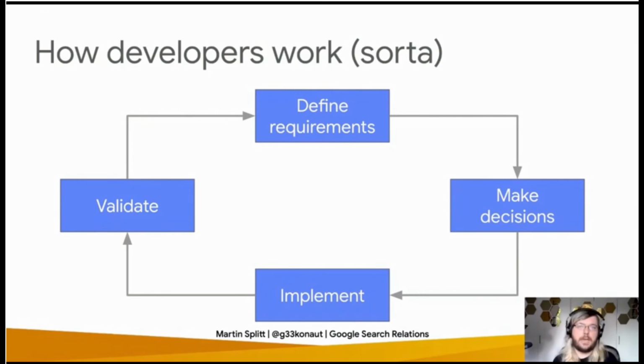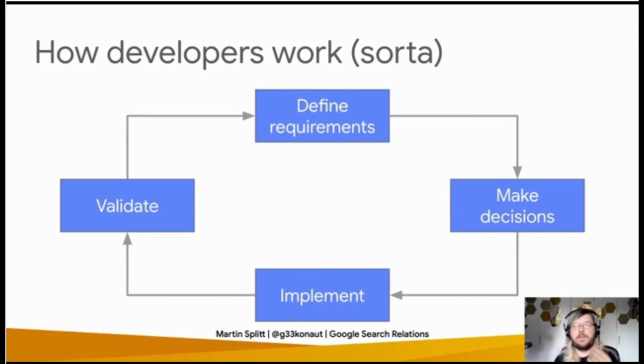Developers get a problem that needs solving, like, we want to load more stories when the user reaches the end of a page. Not a problem. Let's define a few requirements. It should be fast, it should load 10 more stories, and so on and so forth. So we define a few requirements, and then we start implementing.